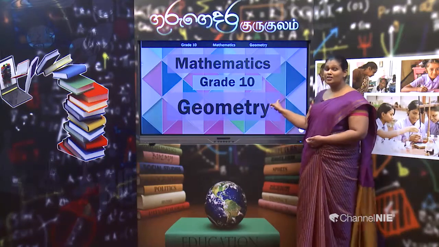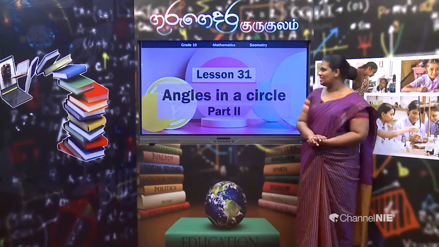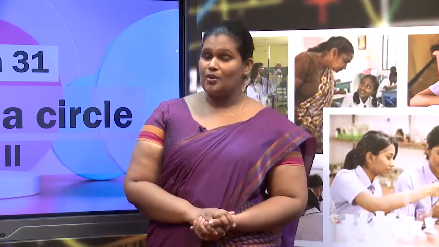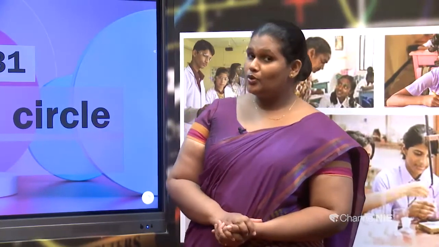Today we are going to continue the previous lesson, Angles in a Circle, the 31st lesson in your mathematics textbook. Previously we have discussed three theorems related to angles in a circle. So today we are going to do some questions related to those three theorems. Before moving to the questions, I thought of recalling the memory of what we have learned in the previous lesson.